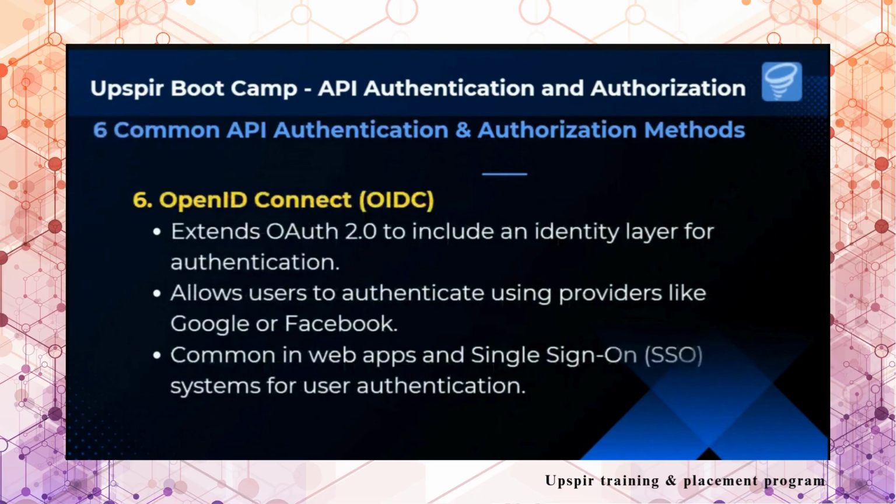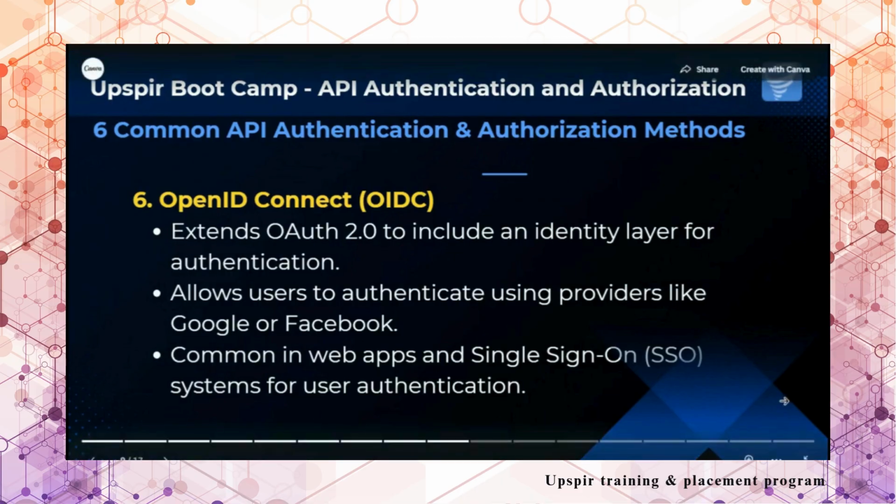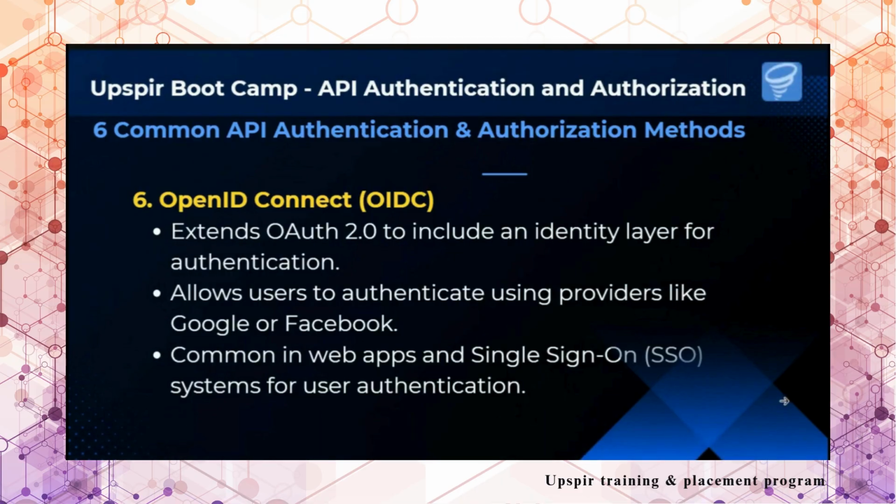And lastly is OpenID Connect. So basically, this is nothing but extending OAuth 2. And here we have also added an identity layer, right? It's the same thing I was telling you, it allows users to authenticate using providers like Google or Facebook. So this is where we can use Google, Facebook, etc. to authenticate our login. I think you would have already used it somewhere. And so this is very common in web apps, like single sign-on systems for user authentication. It is at times also known as single sign-on.